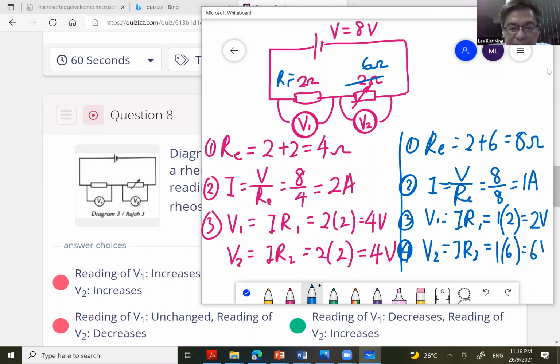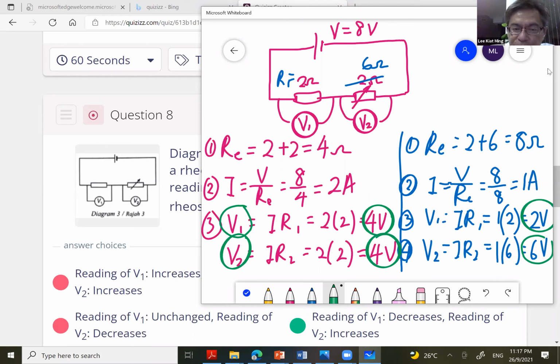So what could you see there? I'm going to use red, green ink. You're going to see the reading of V1, which is supposed to be 4, now decreased to 2. You notice that? And then let's take a look at the reading of V2, which was supposed to be 4, now increased to 6. So in other words, V1 decreases from 4 to 2, but V2 increased from 4 to 6.